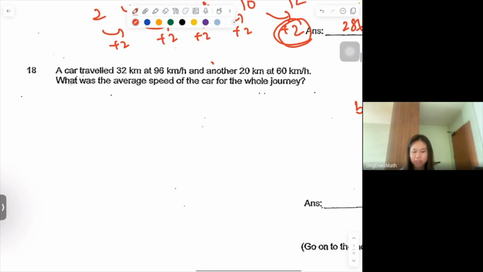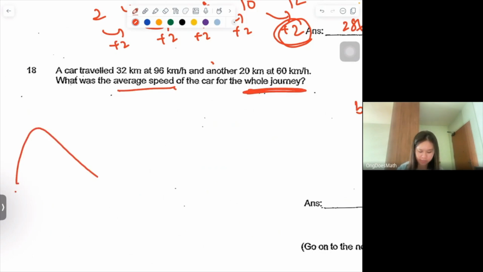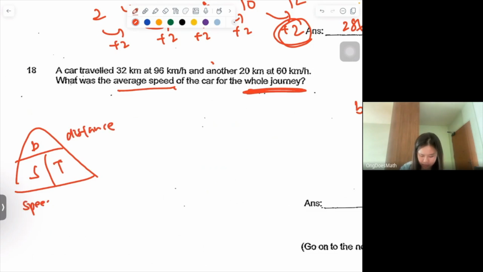Next, a car traveled 32 km at 96 km per hour and another 20 km at 60 km per hour. What was the average speed of the car for the whole journey? So, average speed for the whole journey. You have to think of this triangle, DST, which stands for distance, speed, time.